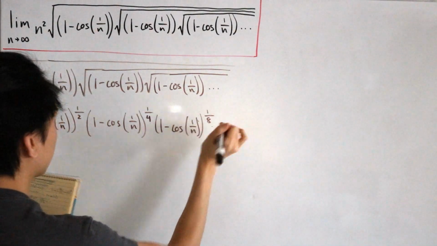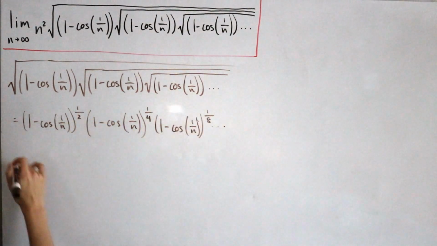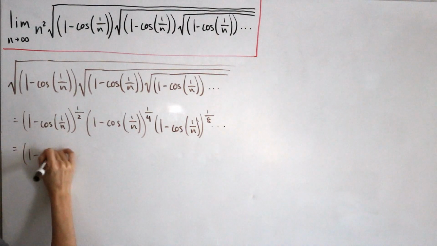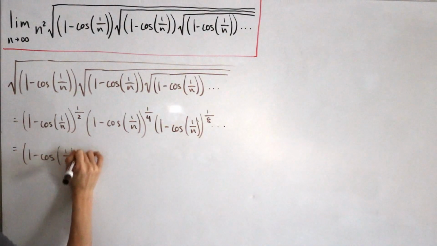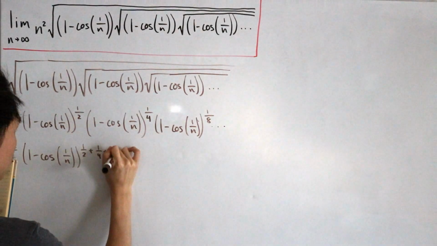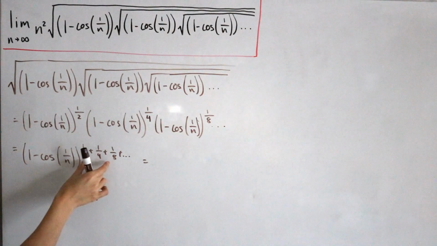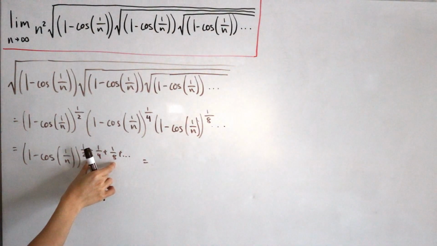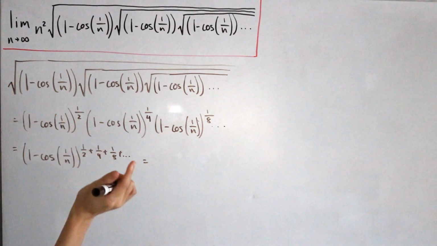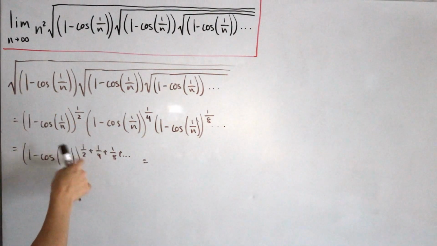This keeps going. Since this is under the same base, we can use the rules of exponents and add these exponents together. So 1 minus cosine of 1 divided by n, to the power 1/2, add 1 over 4, add 1 over 8, and so on and so forth. If you take a closer look, the exponent sum is a geometric series with a ratio of 1/2, and our index starts at 1.